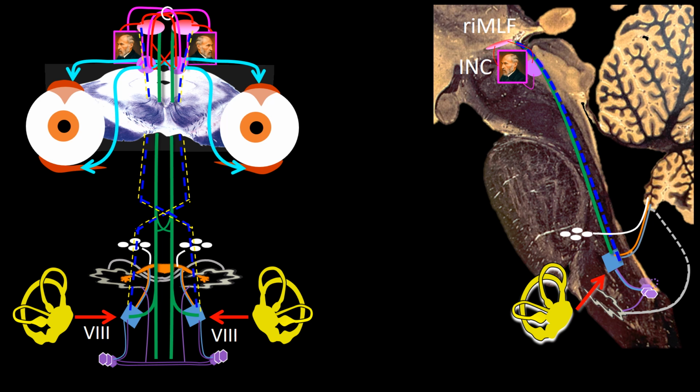In addition to the MLF, the ventral tegmental tract and fibers traveling in the brachium conjunctivum, represented in yellow, carry excitatory upgaze fibers connecting the superior vestibular nucleus with the contralateral rostral interstitial MLF nucleus.